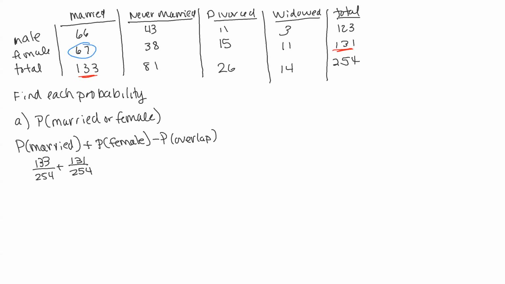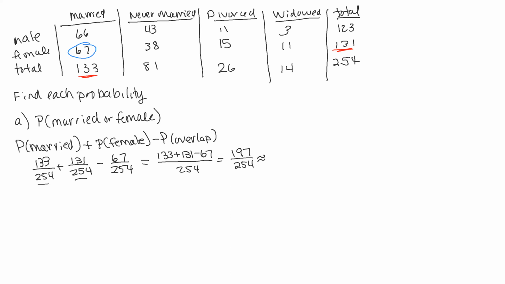But out of that, some of those are both women and married. So we have to subtract the overlap. The overlap is 67 million women that meet both criteria. So those 67 million women are considered in both of these probabilities, so we have to subtract them out so they don't get counted twice. So what I want to do here is add 133 to 131, and subtract 67. All of that goes over 254. When I subtract that, I get 197 out of 254.